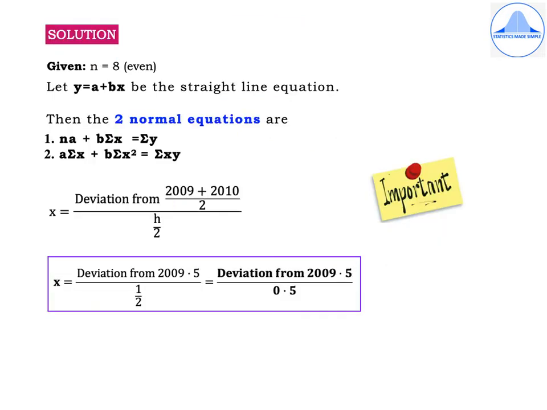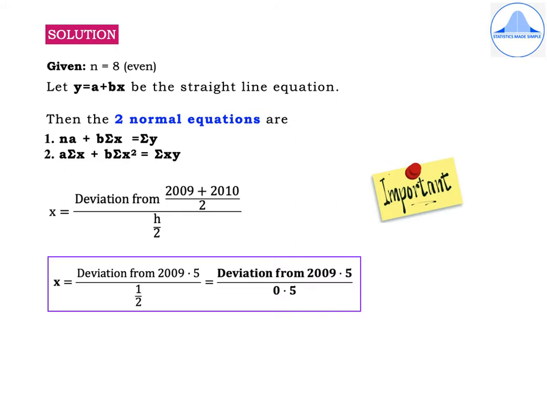Under solution, write given n equal to 8, which is even. Then start with let y equal to a plus bx be the straight line equation. Then the two normal equations are, the first one is na plus b summation x equal to summation y. Second, a summation x plus b summation x square is equal to summation xy.